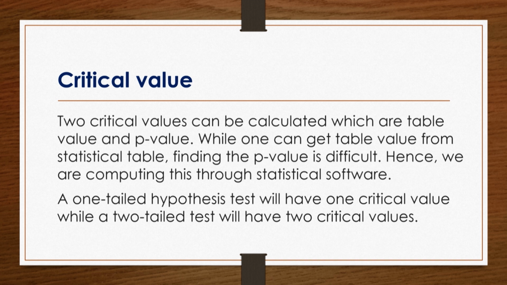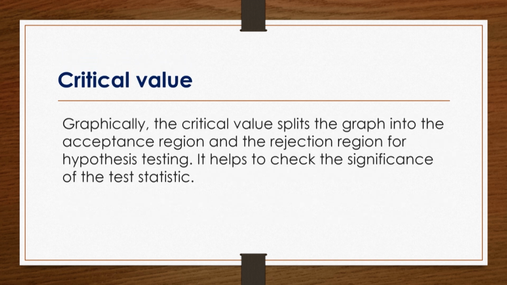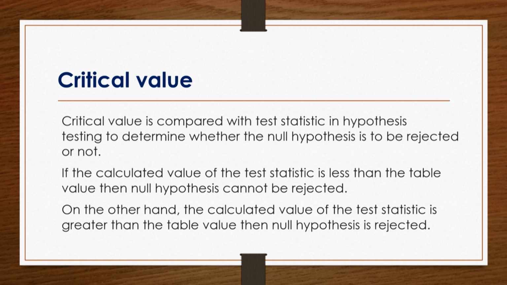A one-tailed hypothesis test will have one critical value, while a two-tailed test will have two critical values. Graphically, the critical value splits the graph into two types. One is called the acceptance region and another is called the rejection region. For hypothesis testing, it helps to check the significance of the test statistic. Here the critical value is compared with the test statistic in hypothesis testing to determine whether the null hypothesis is to be accepted or rejected.